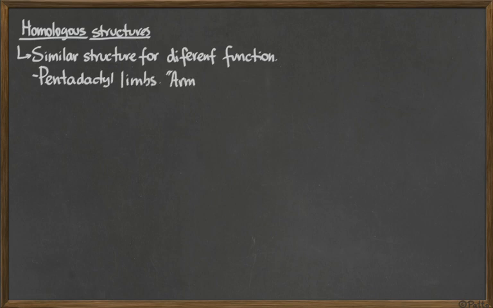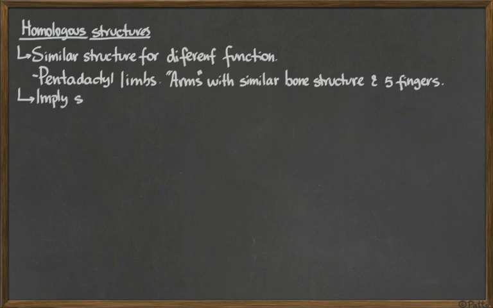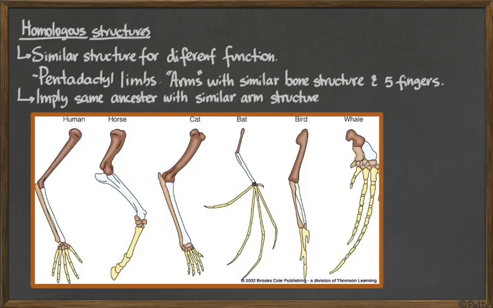The pentadactyl limb is a classic example of that. Arms with similar bone structure and with 5 fingers. Okay, that implies same ancestor, similar arm structure, evolving, adapting for different functions, different niches, different ways of life. So here is the pentadactyl limb.